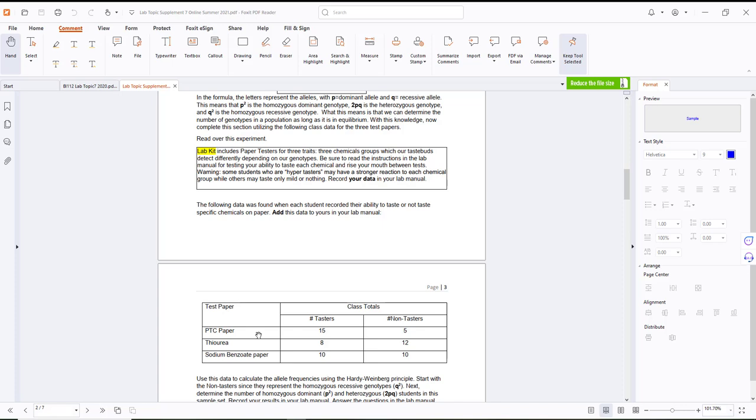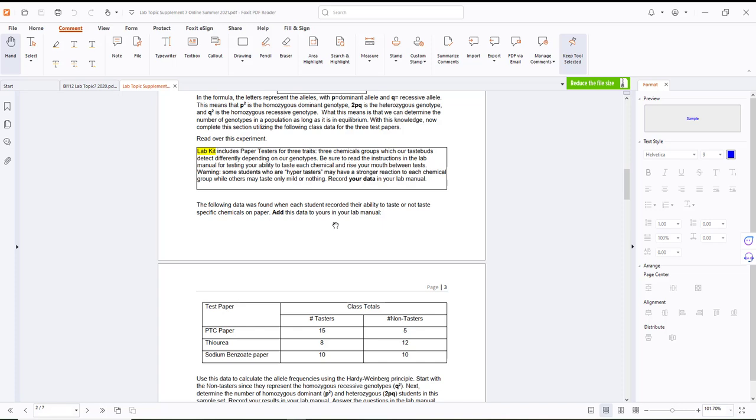Just realize that if it just tastes like paper to you for any of these 3, you are a non-taster. You will know if you are a taster. I can't describe it because I am a non-taster for all 3 of these, so I don't know what they taste like, but from other students' reactions, it's pretty distinctive if you are a taster.